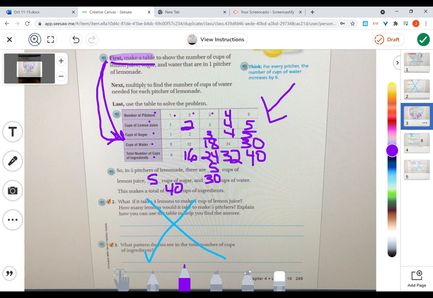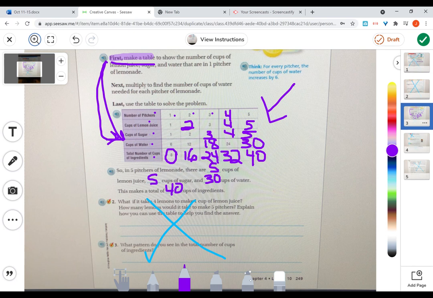And then for this last part, there are 8 cups in 1 pitcher. I know that according to the information that was already given in my table. So that means if I have 2 pitchers, I can get 16 cups because 2 times 8 is 16. For 3 pitchers, I can get 24 cups. For 4 pitchers, I can get 32 cups. And for 5 pitchers, I can get 40 cups.